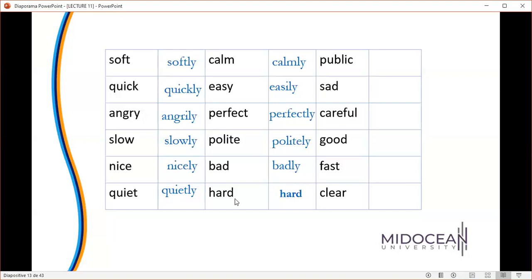Okay? So, as I said, so hard is an irregular adverb. Well done, Afswa. So, but you did mistake here. So, hard is irregular. So, adjective, adverb, hard. Okay. Third list now.